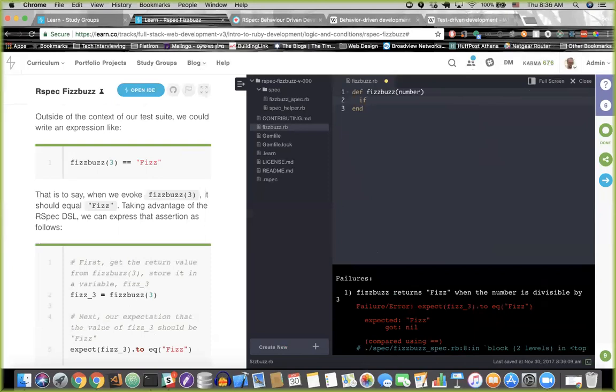So we say something such as if number is divisible by 3, that would give us Fizz. And how do we do that with a modulo operator? How do we find out? So this is how we do it. If the number we pass in is divisible by 3 and has a remainder of 0, that means it was divisible by 3, right? Correct. So if that's true, then what should it print for us? Fizz.